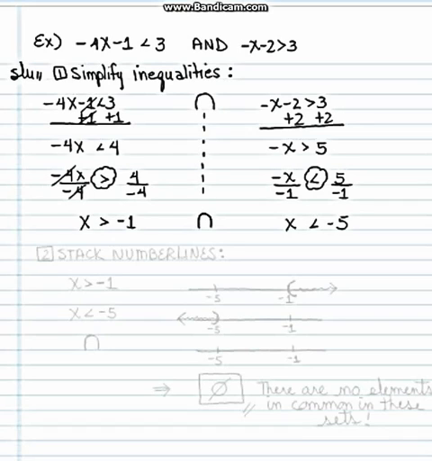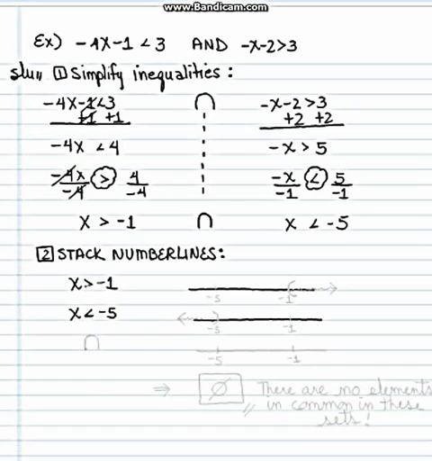Now we're going to stack number lines. Step 2, stack number lines. Okay, so we'll draw the first inequality. X is greater than negative 1, and beside that we'll draw a number line. Then below that we'll write the second inequality, the simplified version. X is less than negative 5, and there's that number line.